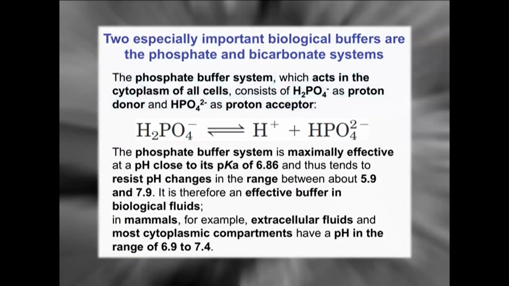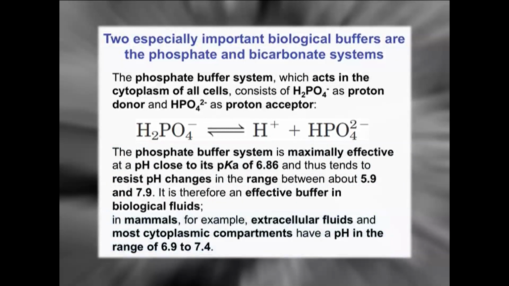There are two very important buffer systems that exist in different organisms. That is the phosphate buffer system and the bicarbonate buffer system. In the phosphate buffer system, which usually acts in the cytosol as well as in the extracellular fluid, H2PO4 minus acts as the proton donor, and HPO4 2 minus acts as the proton acceptor. The pKa of H2PO4 minus is 6.86. Consequently, it's a good buffer between the range of pH 5.9 and 7.9.